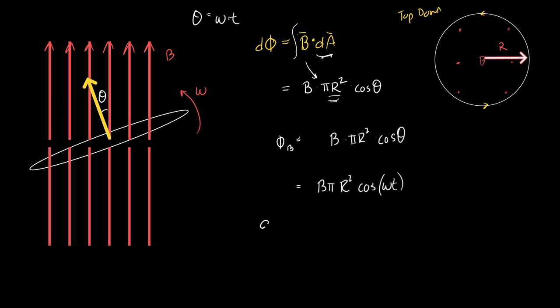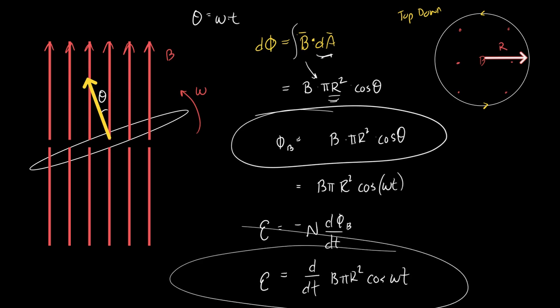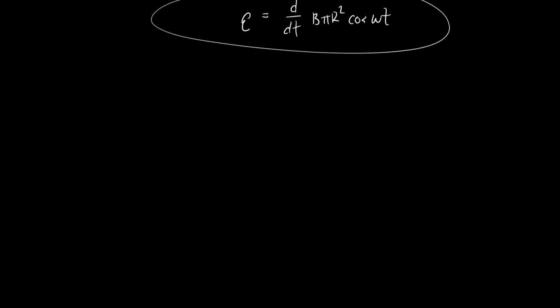Now your EMF is minus n times the rate of change of the flux. Leave out the n, leave out the minus sign. And we've got the time rate of change of B times pi r squared cosine omega t. Again, step 1, find the flux. Freeze it in place, find the flux. Step 2, take the derivative with respect to t. Everything that is a constant comes out of this derivative.